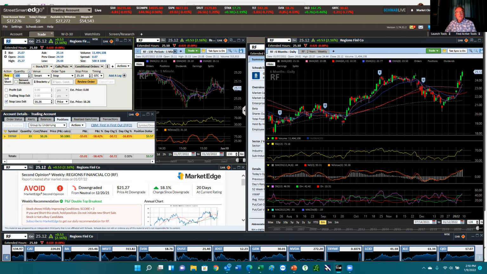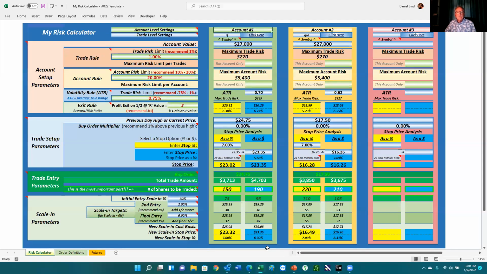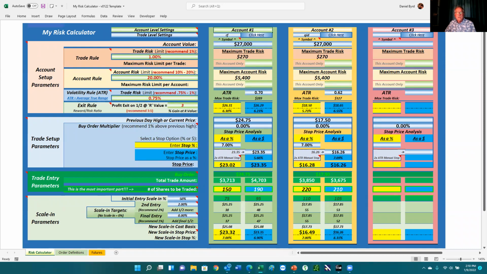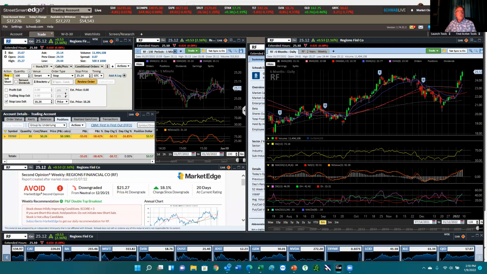And what were the number of shares? I forgot. 95, I think. This one was 190, so 95 is our scale in. Yep. 95 shares at $24.75. Nope, that says 24.05, at least on my side it does. Yeah, you're right. 95 at $24.75.